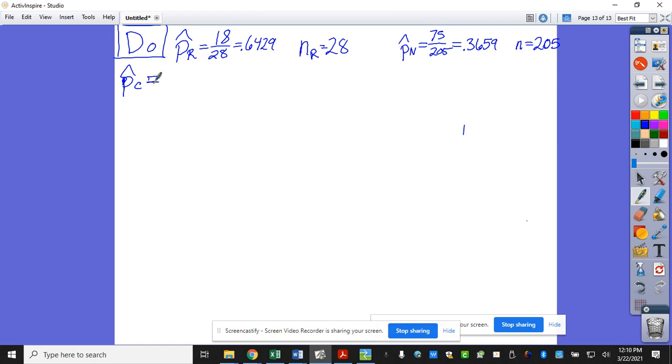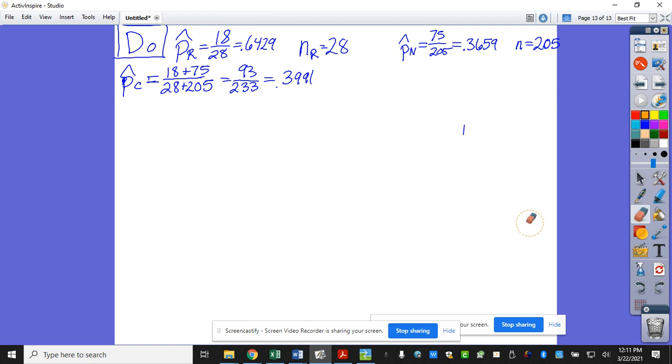So then I also need my p hat c. What numbers am I adding in my numerator? So 18 plus 75. My denominator is going to be 28 plus 205, which gives me 93 over 233, which gives me what, rounded to 4 decimals? 23.1.